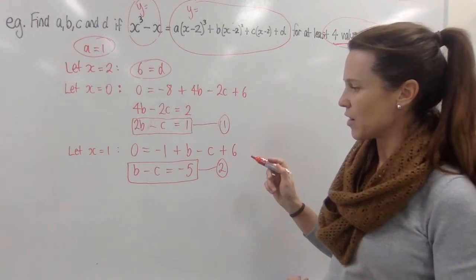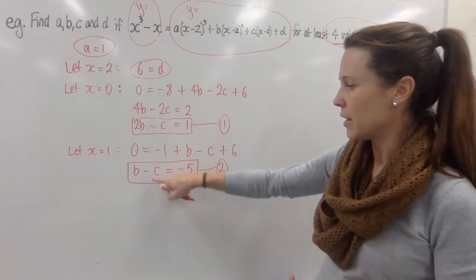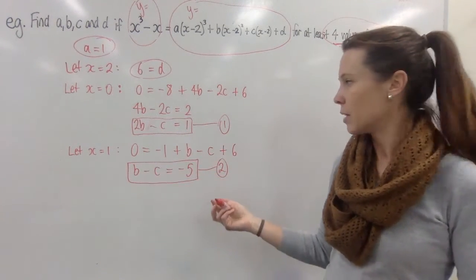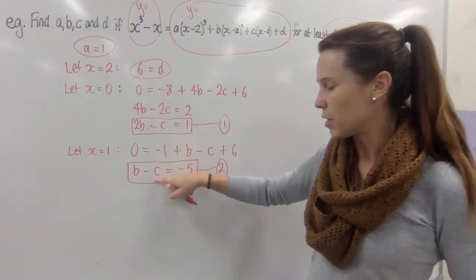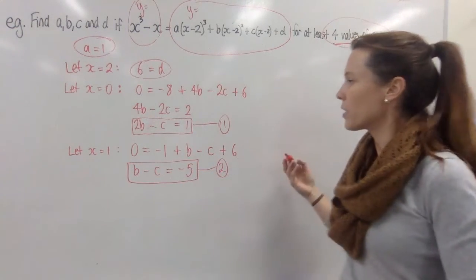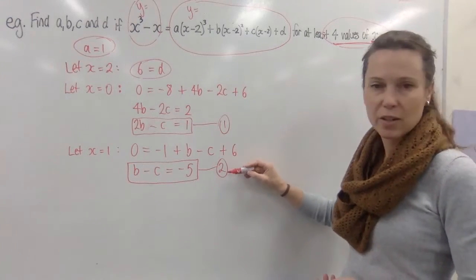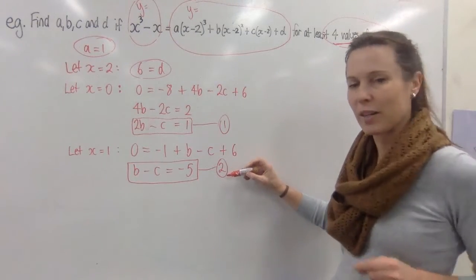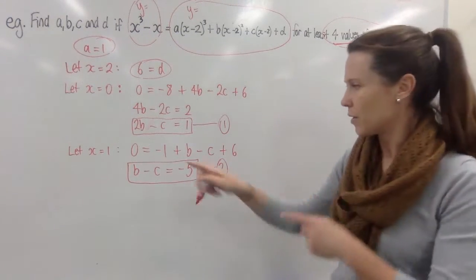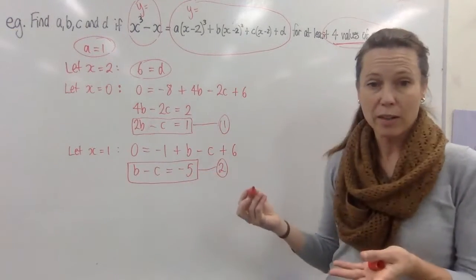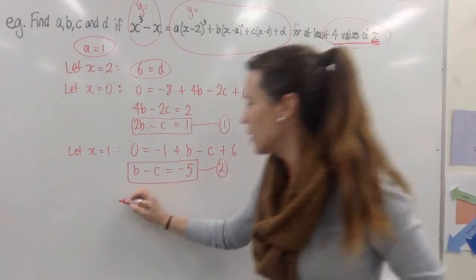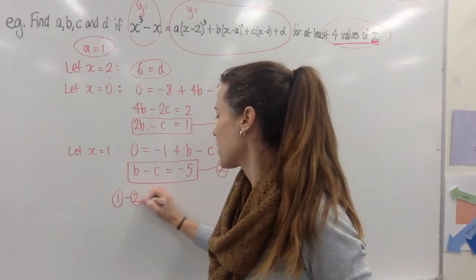Now I think the elimination method would be easiest here because I can see I've got negative c on both of them. So if you've got the exact same term in two of your linear equations that you're solving simultaneously, you can just add the equations, you can subtract the equations. You would add them if the signs are different. These signs are the same. So I need to subtract them. So I'll just do one minus the other. So let's do equation 1 minus equation 2.